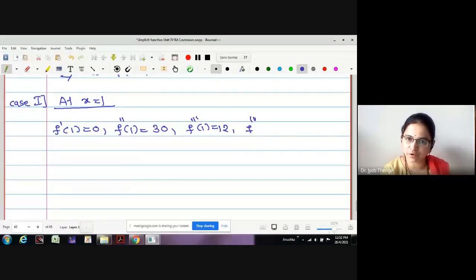And what about the fourth order derivative at the point 1? This is 0. Now look at this. What is the first non-vanishing derivative at x equal to 1?